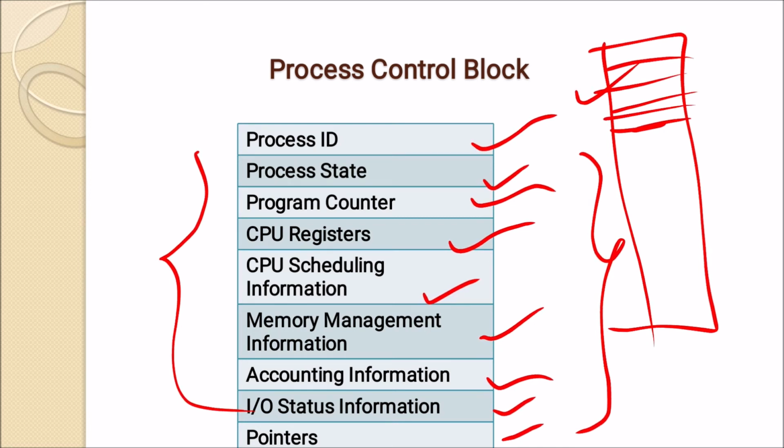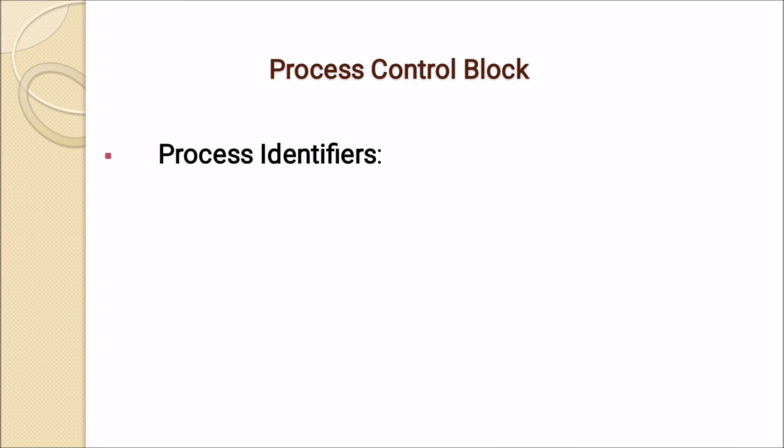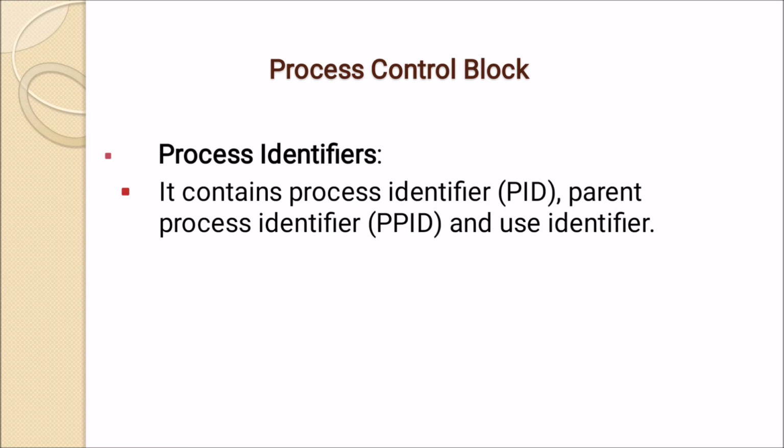Process ID, state, program counter, these all are the fields. Now let us discuss them one by one. The first one is process identifiers. It contains the process identifier, parent process identifier and user identifier. So the PID, the parent PPID and the user identifier are stored in the process ID field. So there are a total of 3 IDs: process, parent process and user identifier.